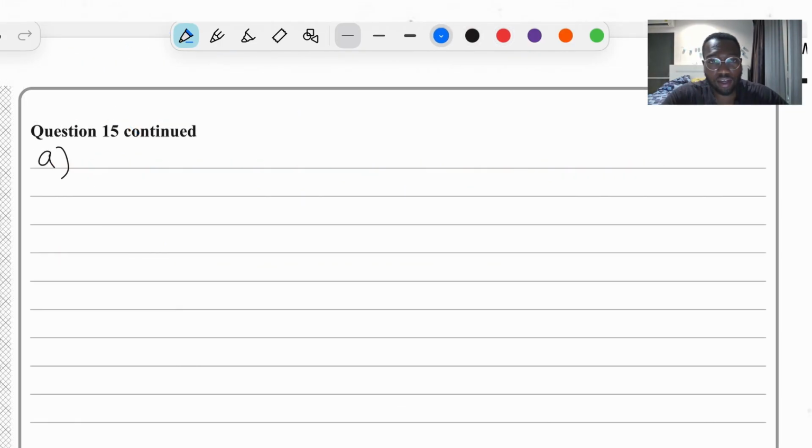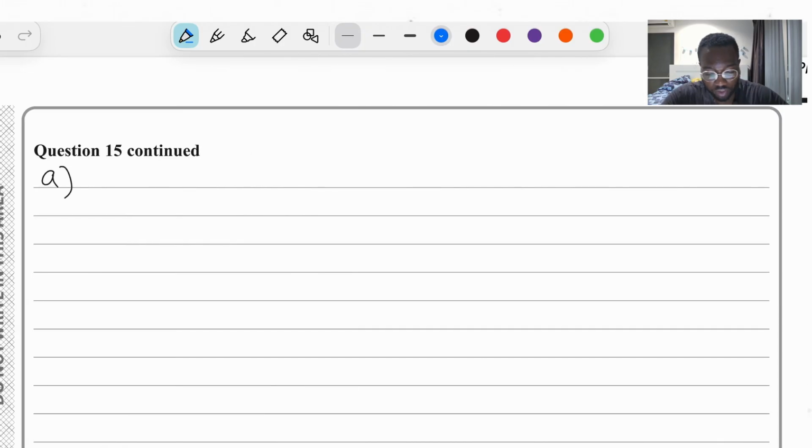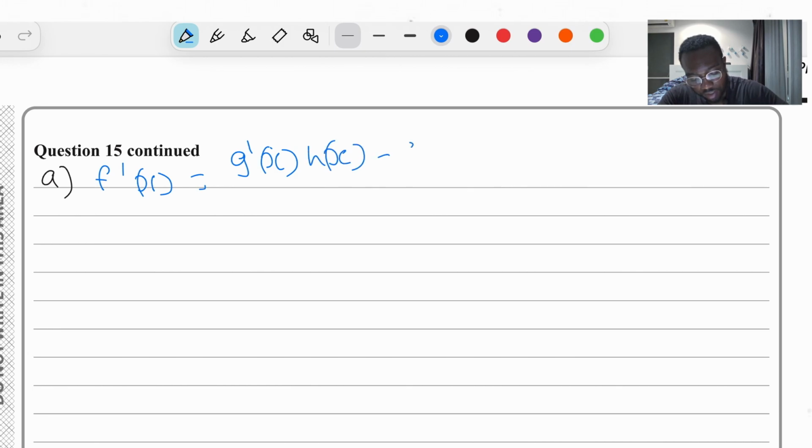So for part A, as you can see, we need to differentiate this, and it's written as a fraction like this, so we should use the quotient rule. Okay, so what is the quotient rule? If I just write the quotient rule down here quickly, we know that if we have something like this, f dash x is equal to g dash x h x minus g of x h dash x, okay? And then that is over h of x squared.